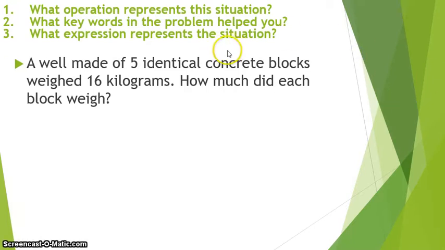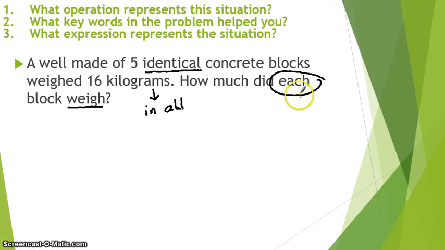A wall made of 5 identical, that means they're all the same, concrete blocks, weighed 16 kilograms. So this tells me in all, it's 16 kilograms. How much did each block weigh? If I want to know how much each weighed, I would have to split the total 5 ways. I would have to split it 5 equal ways.